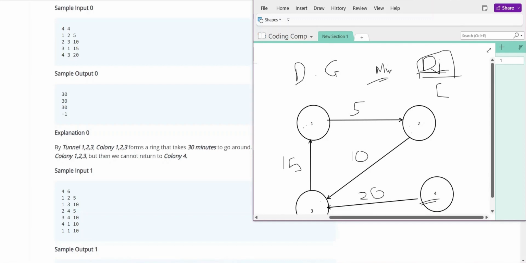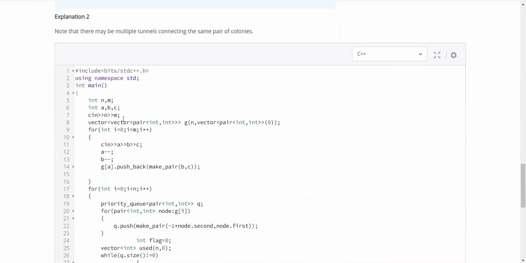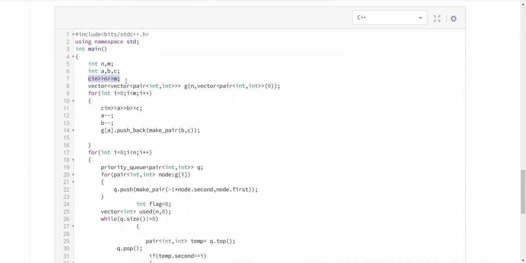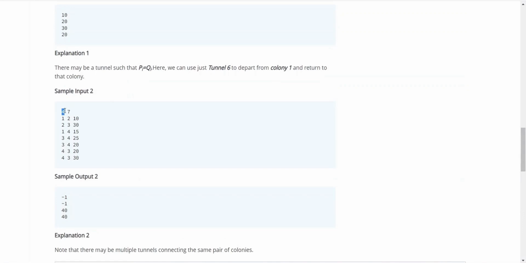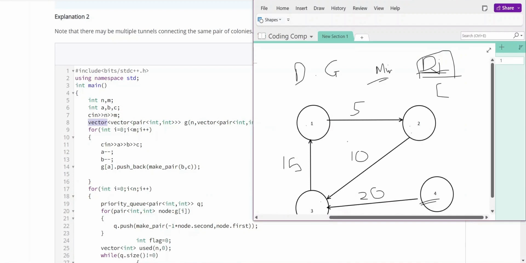Let's go ahead and look at the code, and whenever we require explanation for a certain part, I'll jump back to the notepad. So let's explain the code. Over here, first we are taking int n, m and integers a, b, c. First we are obviously accepting n and m. So n and m over here: 4 is the number of nodes and 7 is the number of edges. Based on that, we have also created a vector.